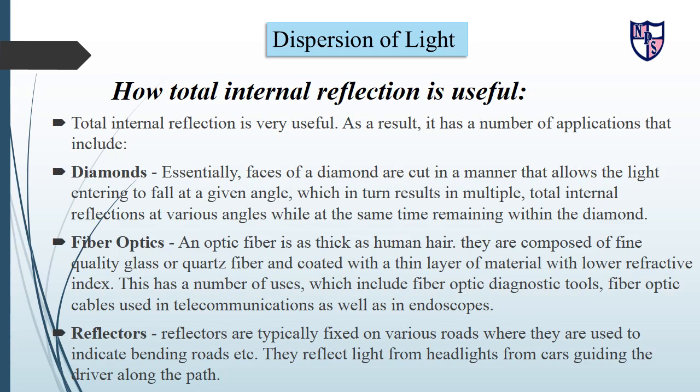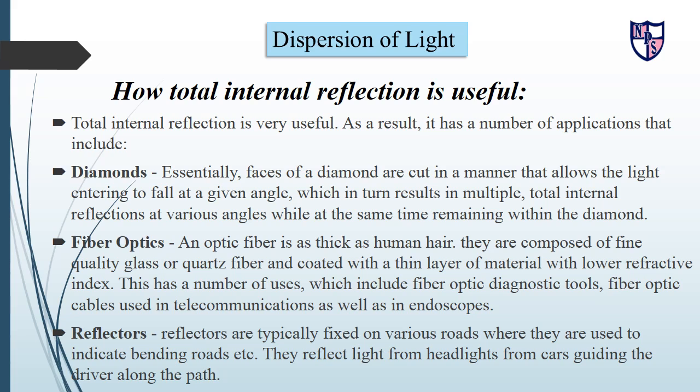Now, how is total internal reflection useful? Total internal reflection is very useful, and it has a number of applications, including diamonds. Essentially, the faces of a diamond are cut in a manner that allows the light entering to fall at a given angle, which in turn results in multiple total internal reflections at various angles, while at the same time remaining within the diamond. That's how it results in sparkles.